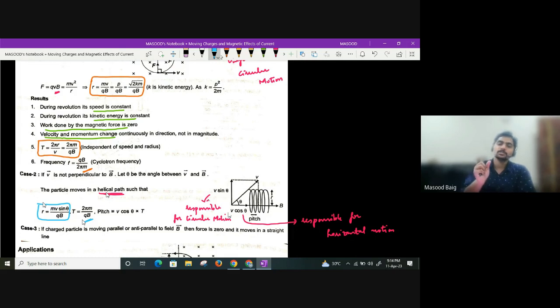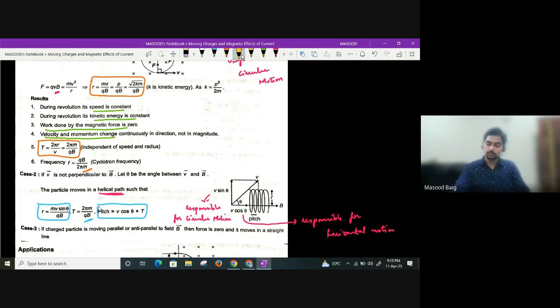However, because it is also performing horizontal motion, how will the motion be, beta? It will be a helical path. So it is going to perform circular motion as well as horizontal motion, guys. Because V cos theta is responsible for horizontal motion, the displacement covered in the horizontal direction is called the pitch, beta, and pitch will be given as v cos theta into capital T. Clear, all of you? Pitch is the horizontal displacement attained while you complete one circular revolution, guys.